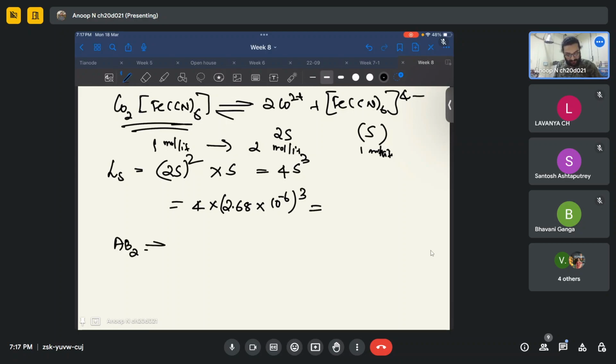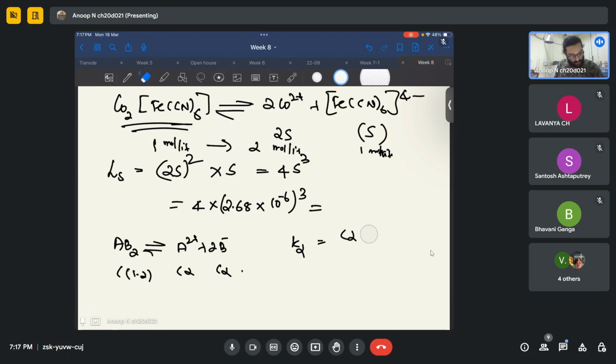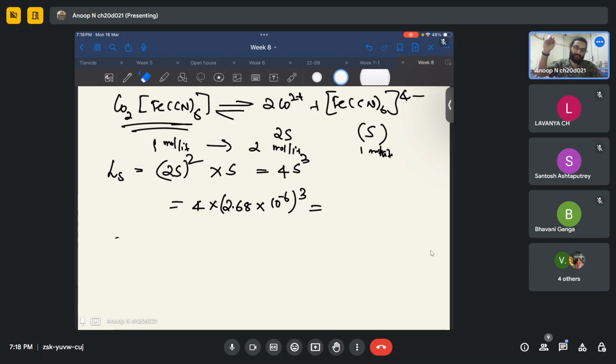If you have AB2 giving A2 plus and 2B minus, how will you write K alpha? Here you have C into 1 minus alpha, C alpha, C alpha. So you will write C alpha into 2 C alpha. Here it will not be C alpha, it will be 2 alpha. So like that you will write. Now I just missed it. It cannot be like that. So you'll write the concentration raised to the stoichiometric coefficient. Clear?